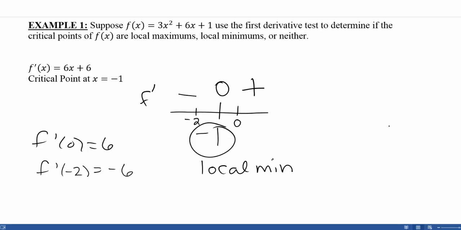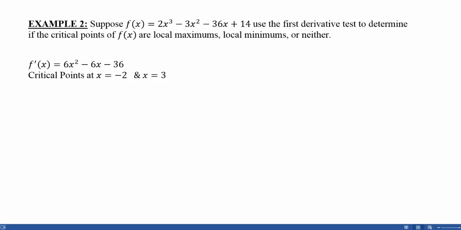Let's look at another. Example 2. So if f of x is 2x cubed minus 3x squared minus 36x plus 14, we want to use the first derivative test to classify our critical points and determine if they're local maxes, mins, or neither of the original function. So our first derivative is 6x squared minus 6x minus 36. Factoring that out and setting that equal to 0, we get critical points that are -2 and +3. So now we want to determine, are those critical points local maxes, local mins, or neither?